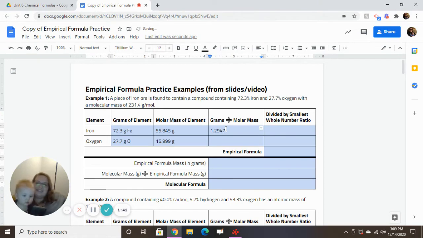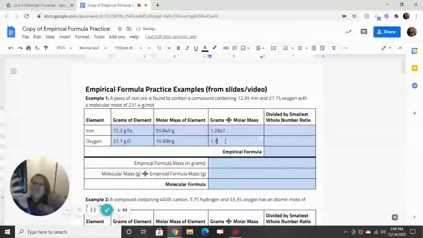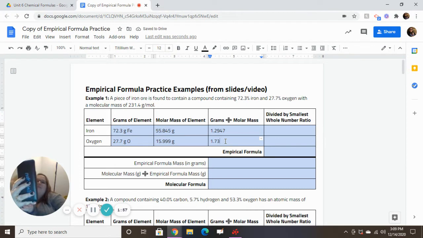1.2947. And then for your oxygen, we do 27.7 divided by 15.999, and that's going to give me 1.7314. So then what you do is divide by the smallest of these two numbers. The smallest of these two is the 1.2947, so I'm going to divide by the smallest number and then put this in a whole number.